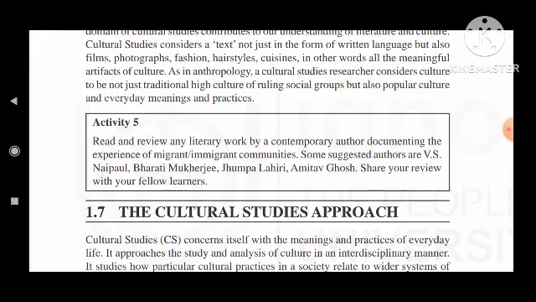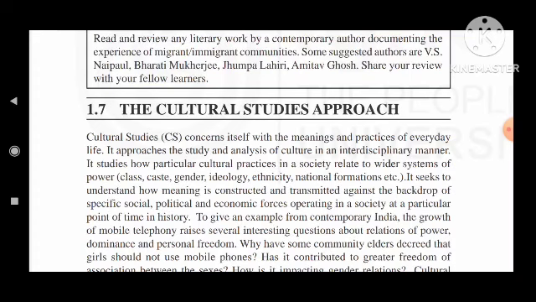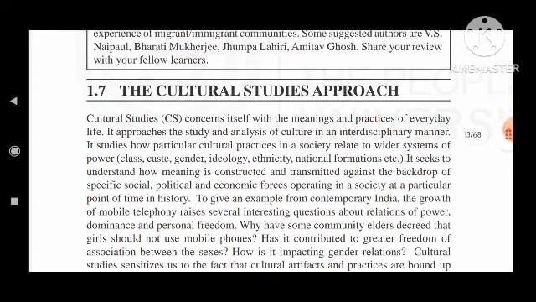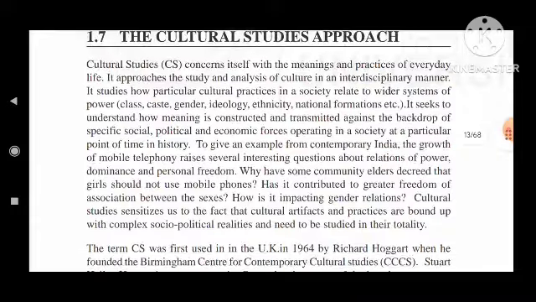Here is Activity 5. Read and review any literary work by a contemporary author documenting the experience of migrant and immigrant communities. Some suggested authors are V.S. Naipaul, Bharati Mukherjee, Jhumpa Lahiri, Amitav Ghosh. Share your review with your fellow learners. Then, the cultural studies approach.